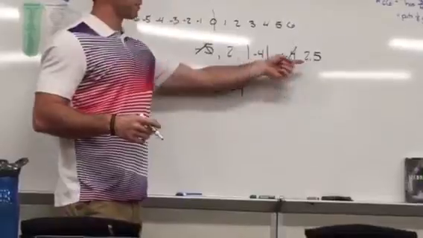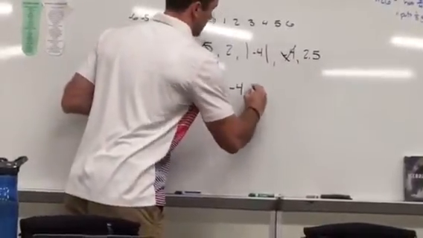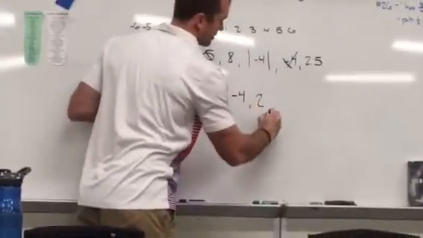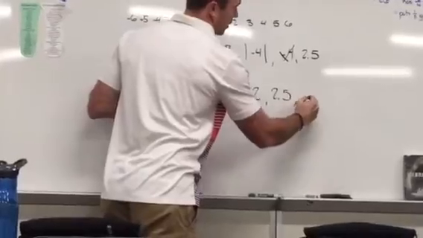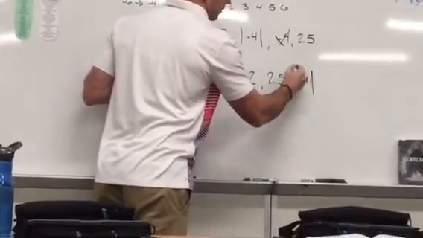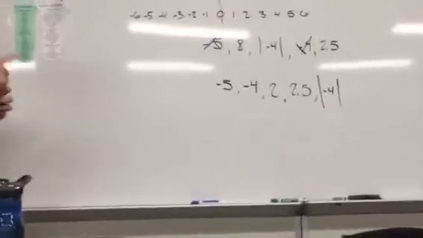What comes next? The absolute value of negative 4 or 2.5? 2.5. It's negative and positive: negative 4, then 2.5, and then the absolute value of negative 4. Okay? Alright, last thing.